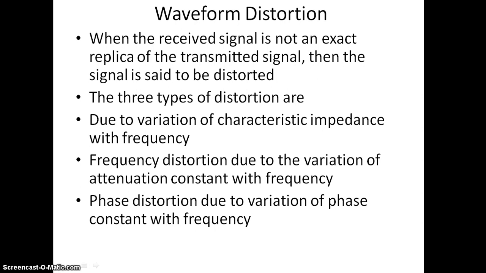And there are three types of distortion commonly occurring, which are mentioned as: distortion due to variation in characteristic impedance with frequency, frequency distortion due to the variation of attenuation constant with frequency, and phase distortion which occurs due to variation of phase constant with frequency. So these are the three types of distortion. We'll define all these three terms.